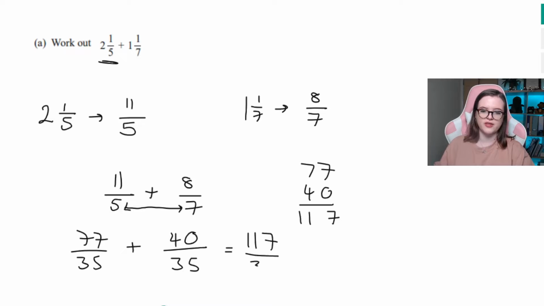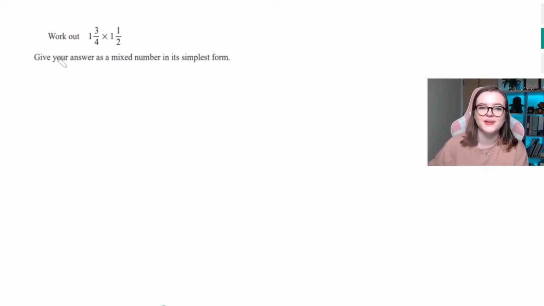117 over 35. Okay, next one then, work out 1 3/4 times 1 1/2. Give your answer as a mixed number in its simplest form. So even though it's asking us to leave it as a mixed number, I would still proceed with the same method. Whenever you see a mixed number, convert it into an improper fraction. We'll just put it back into a mixed number at the end, that's all. Because mixed fractions we don't know how to work with, but improper ones we do.